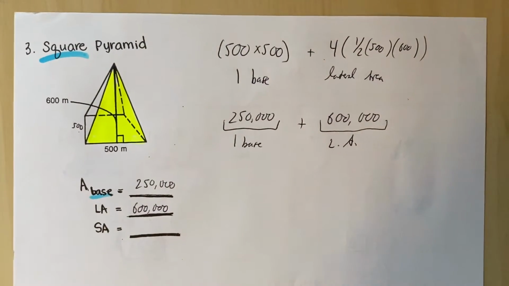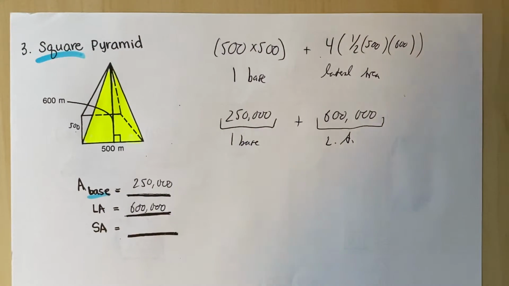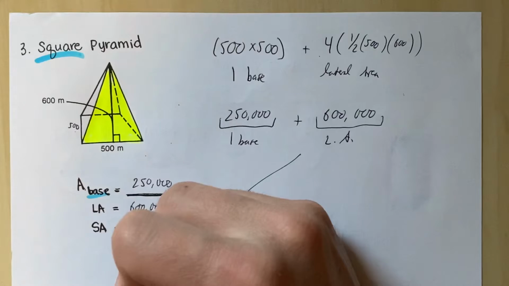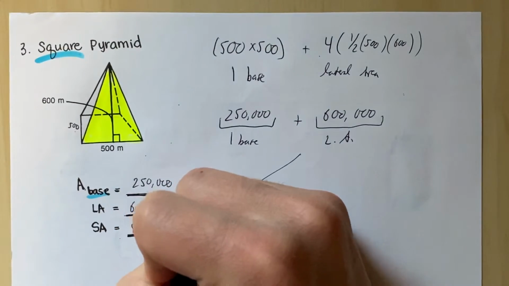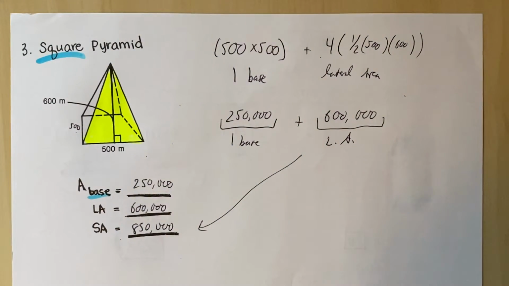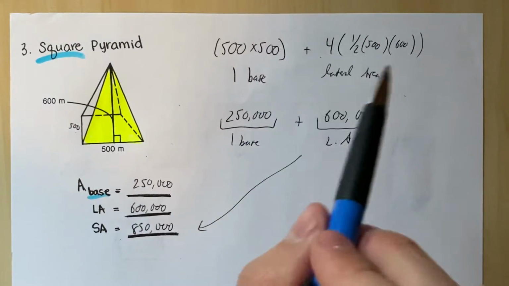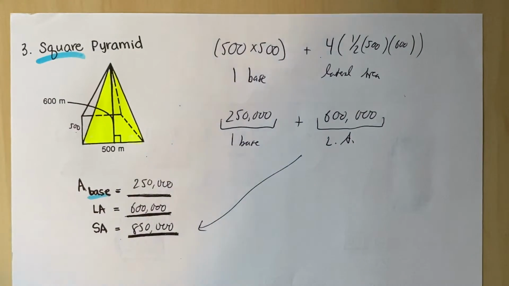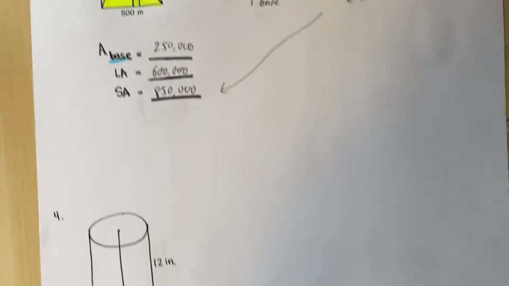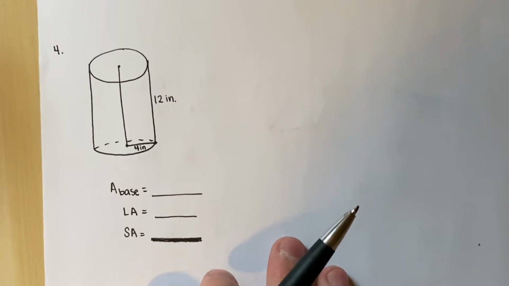All right, so then the total surface area is that added up, 850,000. Okay, this one's a little nicer than the notes because they're giving us more of the information. They helped us out and gave us all this information. Beautiful. Okay, finally, last but not least, the can of beans.